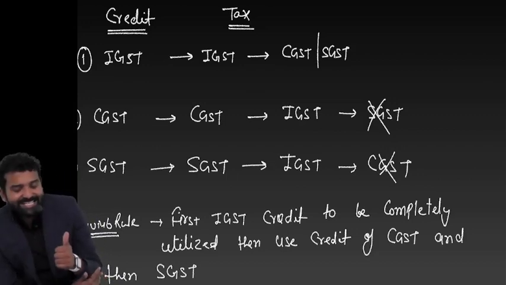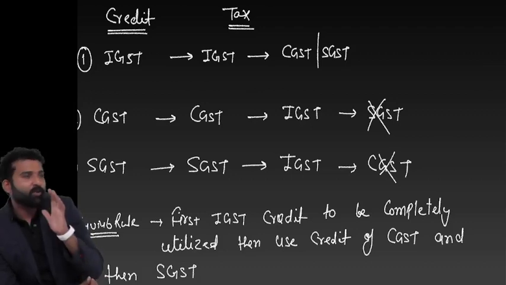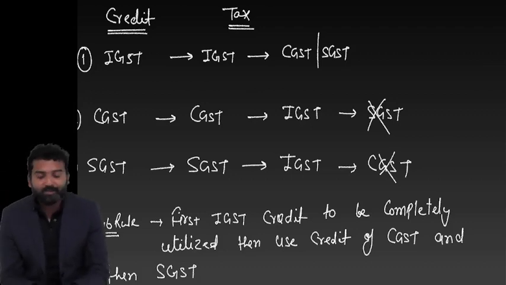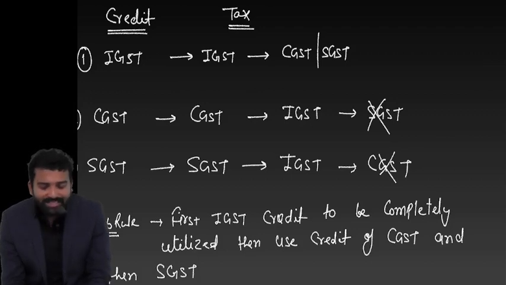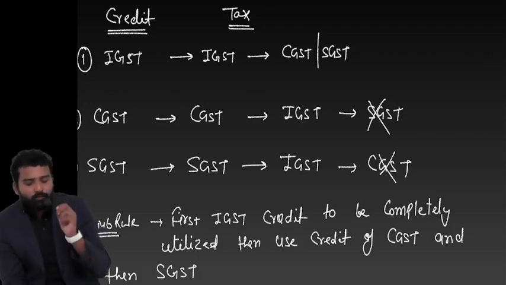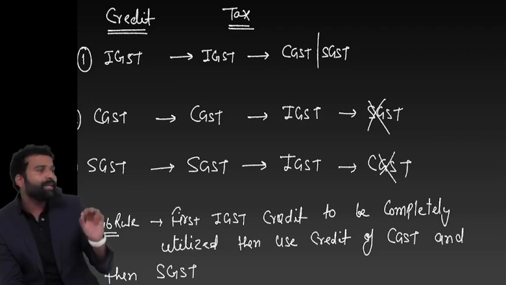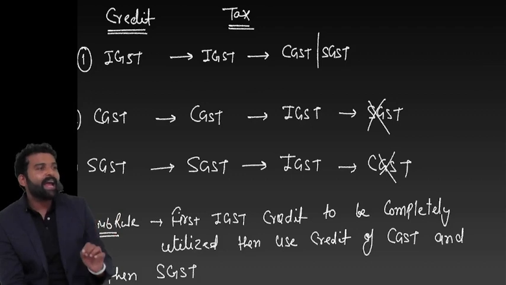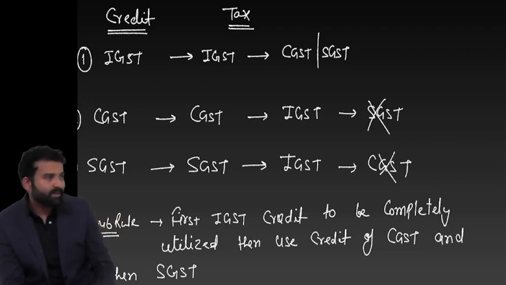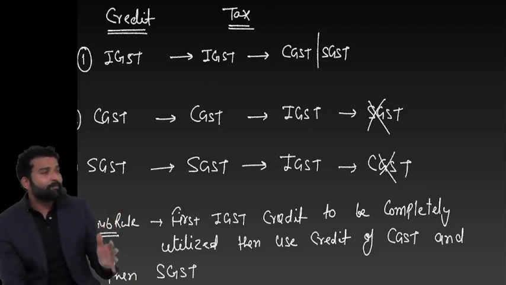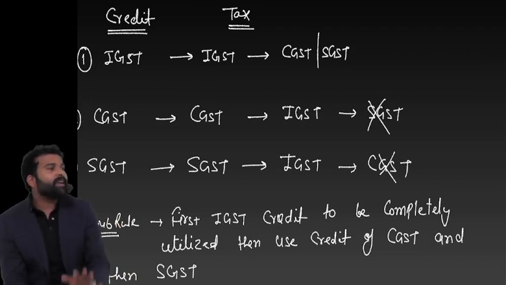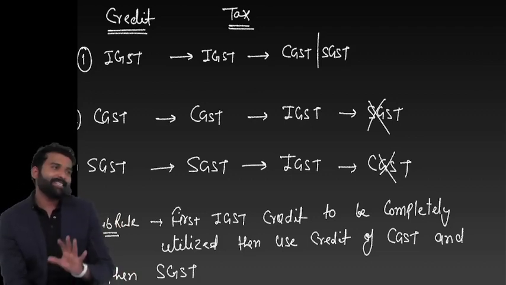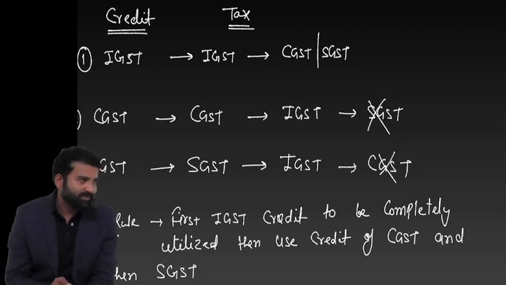First, IGST credit is to be completely utilized. This is the first thumb rule that we have to understand. First, IGST credit is to be completely utilized. It means if I have some IGST credit, I have to adjust that IGST credit with my tax. And once my IGST credit becomes 0, then only I can use CGST or SGST credit. This is the first important thumb rule.